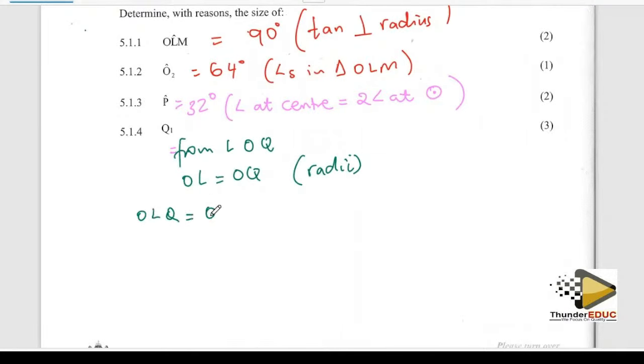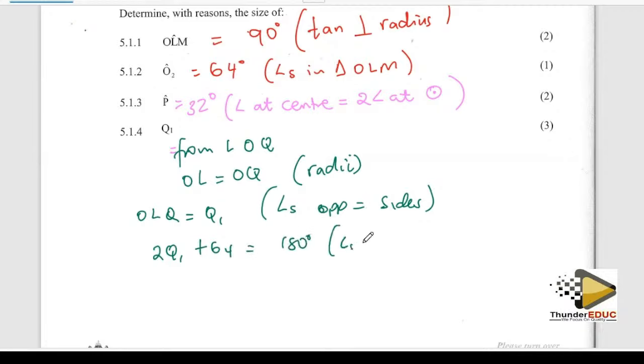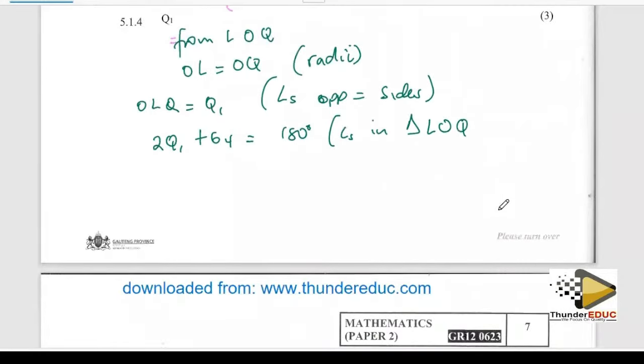OLQ must be the same as Q1. Reason, angles opposite equal sides. Then which means twice Q1 plus 64 must give me 180 because of angles in triangle LOQ. I can move the 64 that side. Twice Q1 is going to be 180 minus 64, which is 116. And then I'll divide both sides by 2, which means my Q1 is going to be 58.